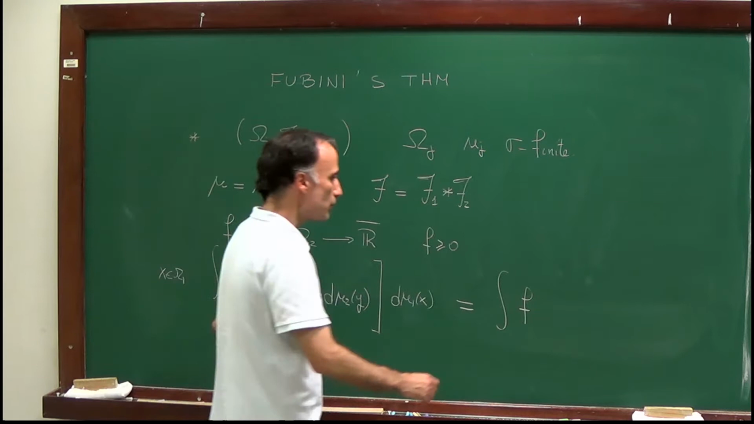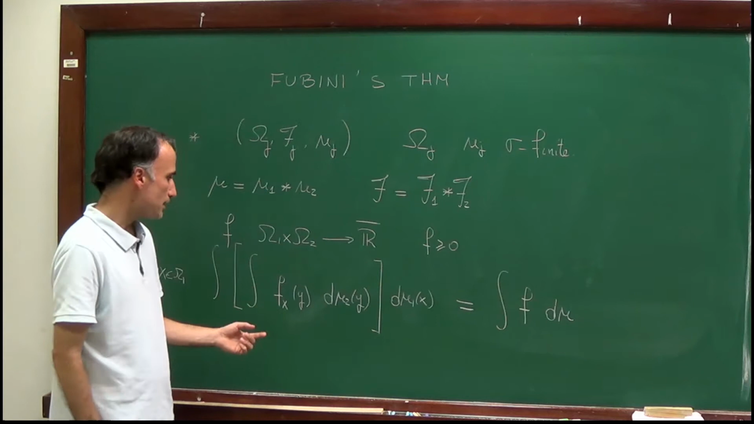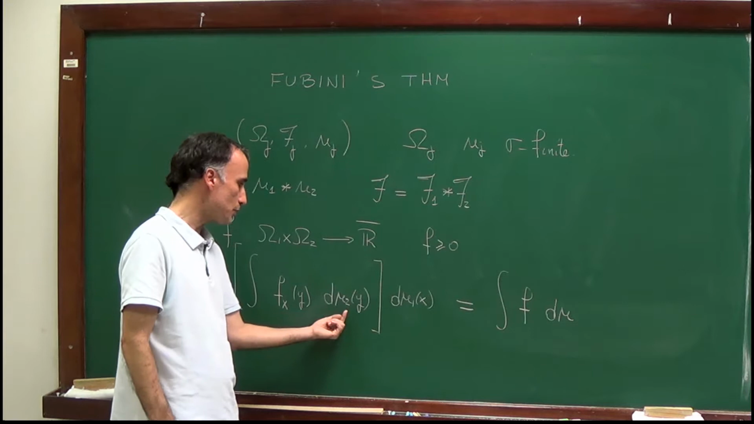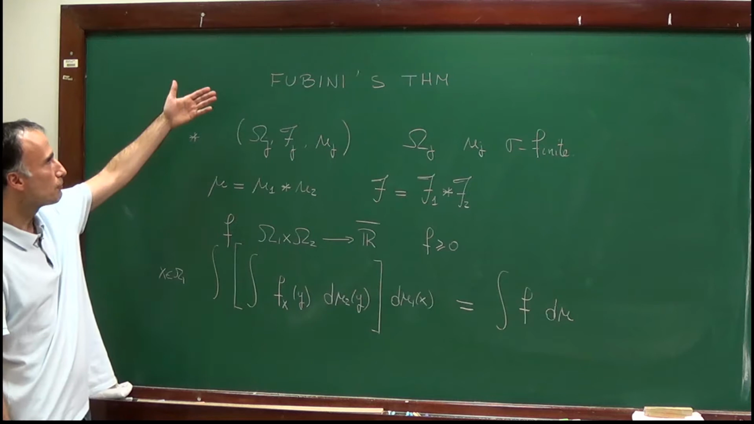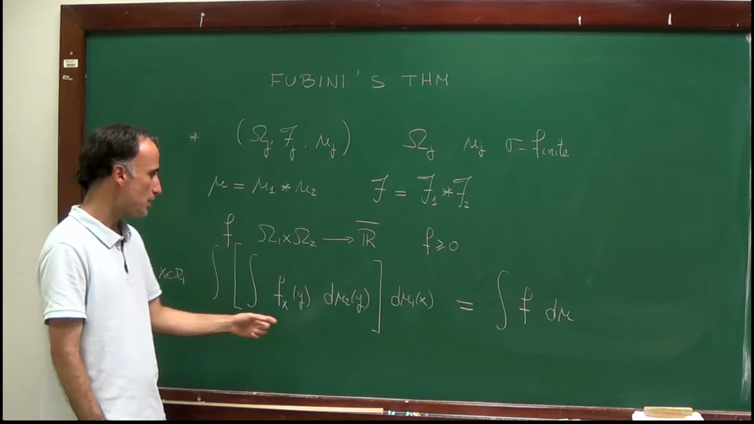And this tells you that, since this formula is symmetric with respect to mu1 and mu2, you can first integrate with respect to mu2 and then integrate the result with respect to mu1, or do it the opposite way, first integrate with respect to mu1 and then with respect to mu2. So the statement of Fubini's theorems are sufficient conditions on the function f to guarantee this identity, and therefore the fact that we may exchange the order of the integration. So this is the goal.